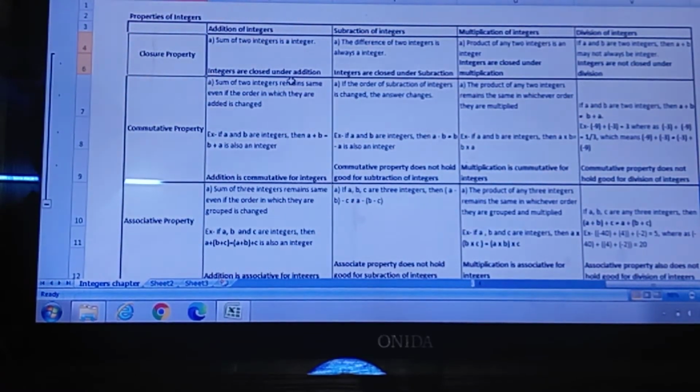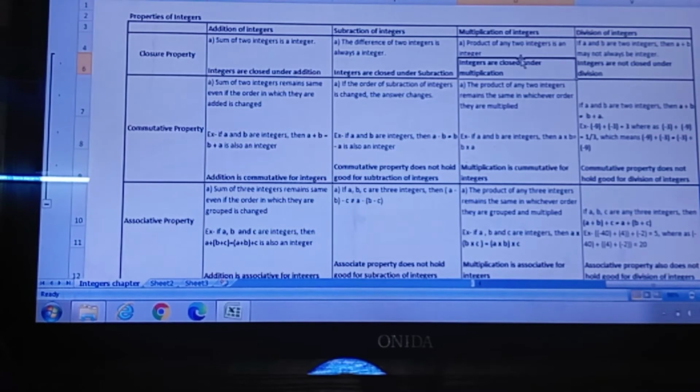A sum of two integers is an integer. So when I'm adding a plus b, the answer is going to be an integer. Integers are closed under addition. This is what you need to understand. The next one is the difference of two integers is always an integer. A minus b is nothing but an integer. So integers are closed under subtraction as well.